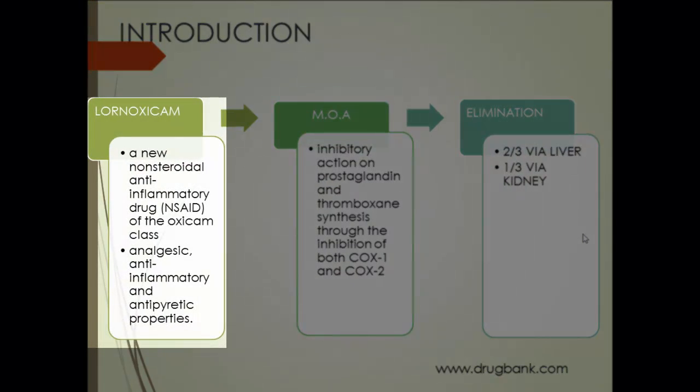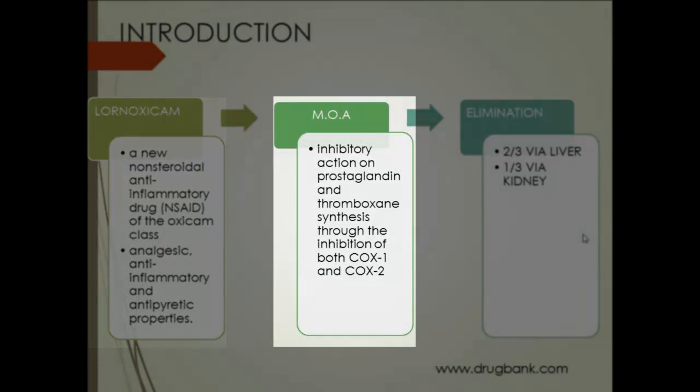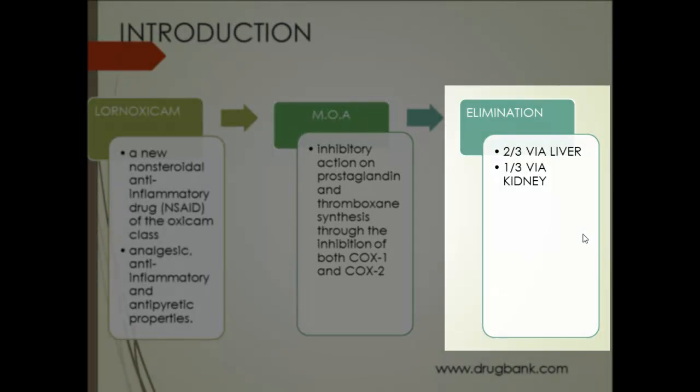Introduction for lonazepam. Lonazepam is a new NSAID drug of the oxicam class. It has analgesic, anti-inflammatory, and antipyretic properties. Its indication is for treatment of acute mild to moderate pain, as well as pain and inflammation of the joints caused by certain types of rheumatic disease. Mechanism of action of lonazepam is inhibitory action on the prostaglandin and thromboxane synthesis through the inhibition of both COX-1 and COX-2. Lonazepam is eliminated by the liver.